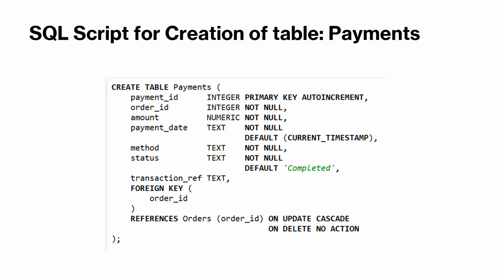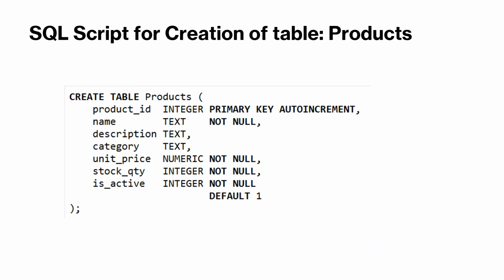Similarly, in this slide we can see the SQL script for creation of payments, where payment ID is the primary key, payment date is the current time whenever the payment is made, and the status is completed by default. So here's the one for the product.